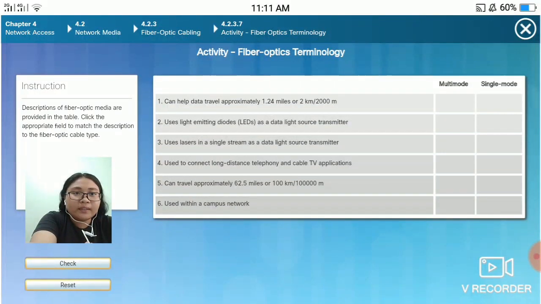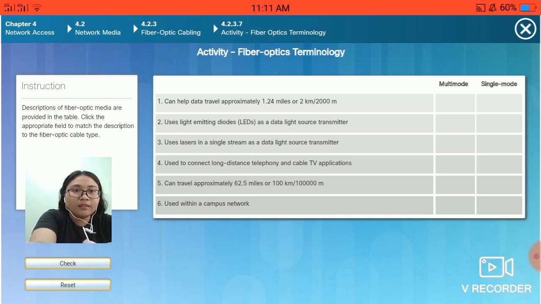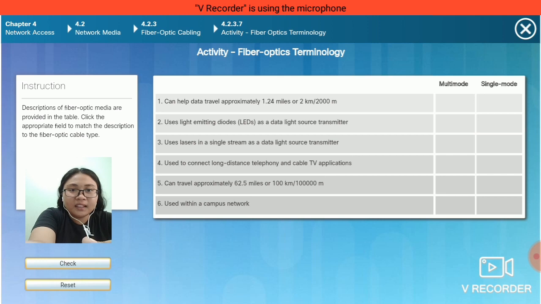This is the fourth activity in chapter 4.2.37 entitled Fiber Optics Terminology. Instruction: Descriptions of fiber optic media are provided in the table. Click the appropriate field to match the description to the fiber optic cable type.